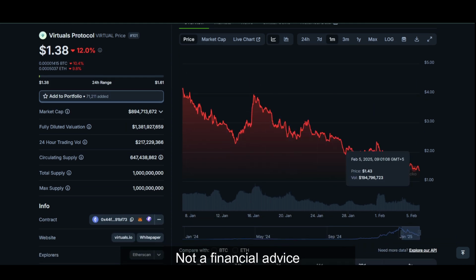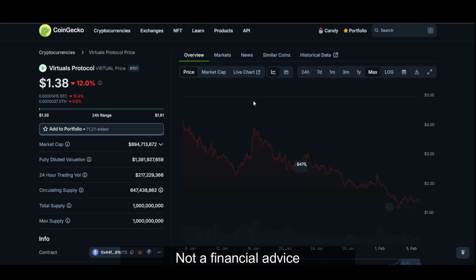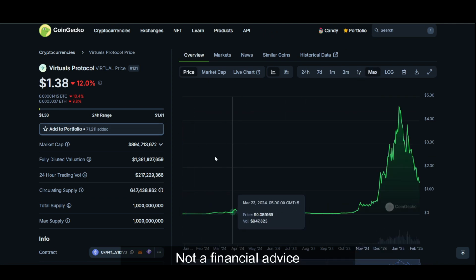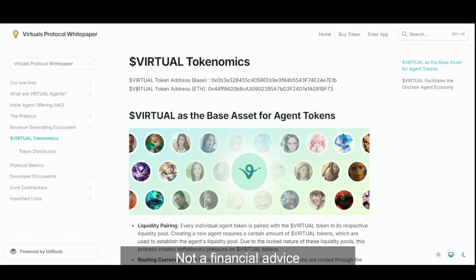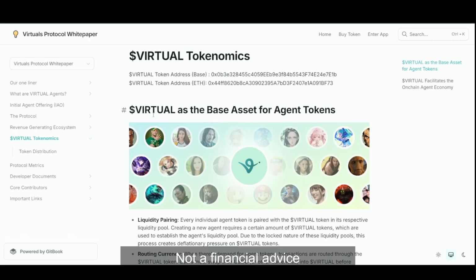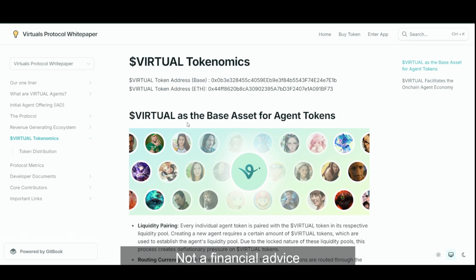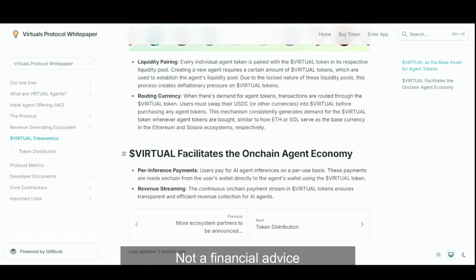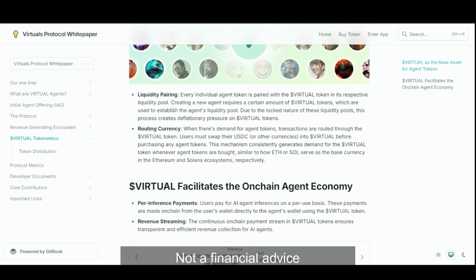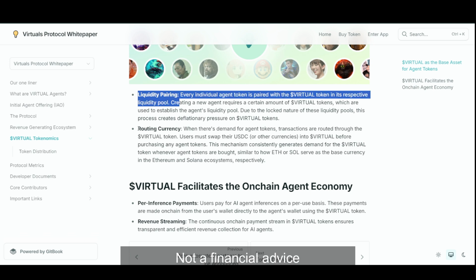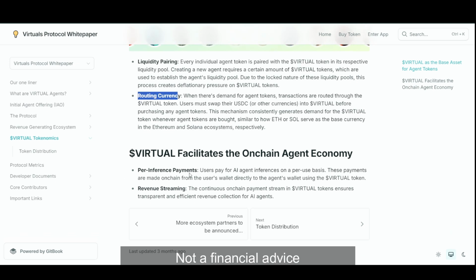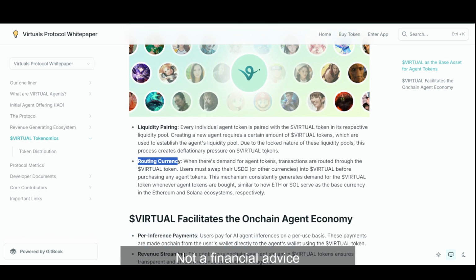So let's look at the demand driver for the virtual protocol. I mean virtual protocol, there is an S here. Anyways, the best thing that you need to know about virtuals or the virtual coin itself is that it has pretty good utility. Basically it is used for liquidity pairing, as well as routing currency, inference payments, and revenue stream. So it does have pretty good utility.